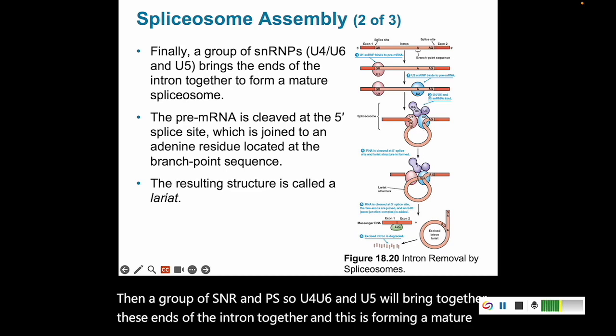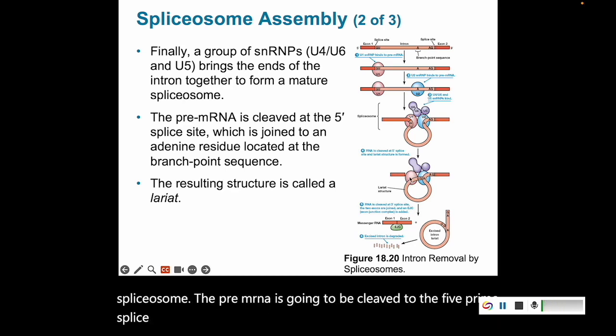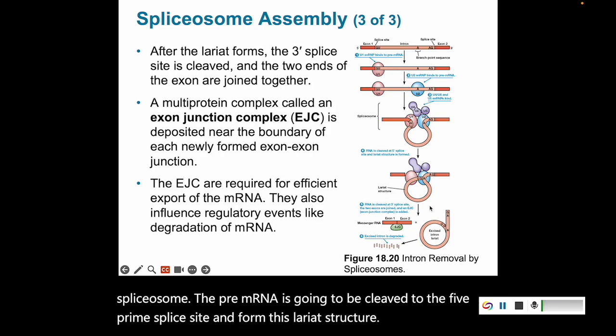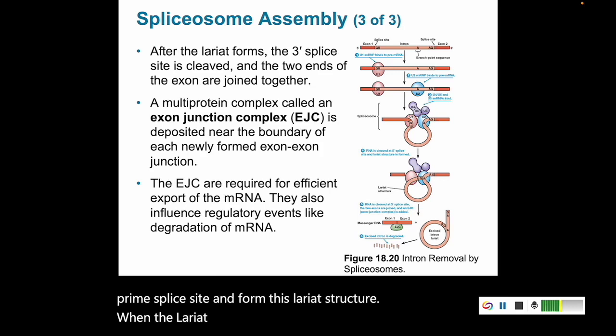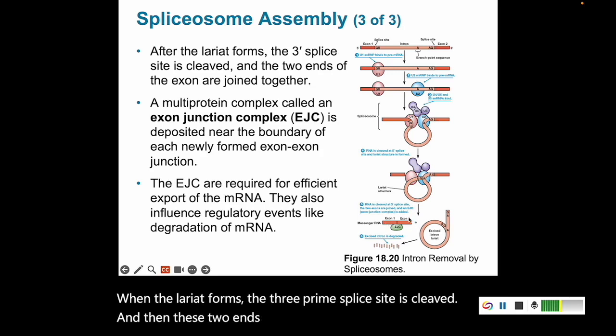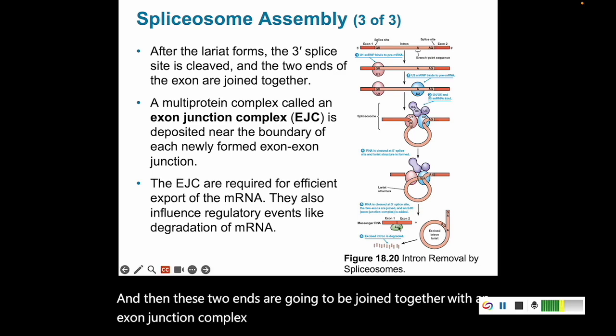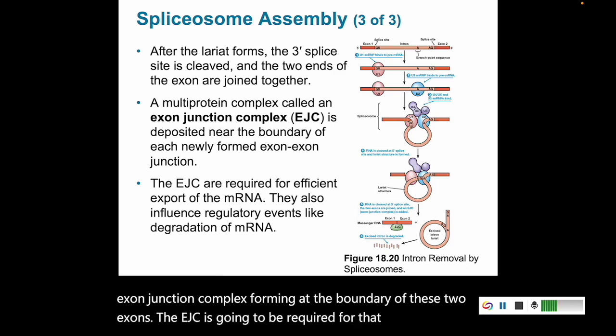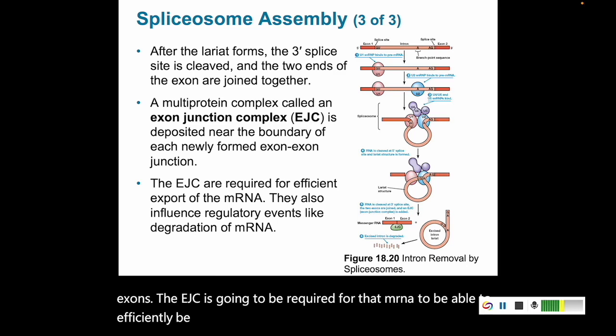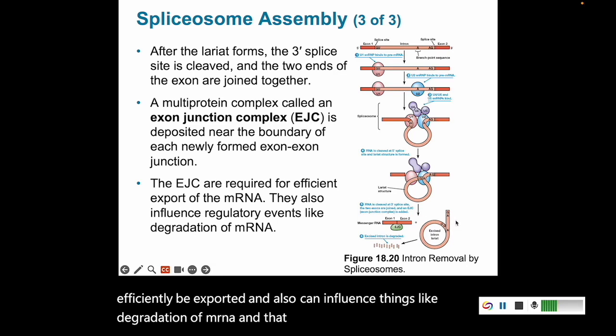The pre-mRNA is going to be cleaved at the 5' splice site and form this lariat structure. When the lariat forms, the 3' splice site is cleaved, and then these two ends are going to be joined together with an exon junction complex forming at the boundary of these two exons. The EJC is going to be required for that mRNA to be able to efficiently be exported, and also can influence things like degradation of mRNA. And that lariat of the intron is going to be removed and degraded.